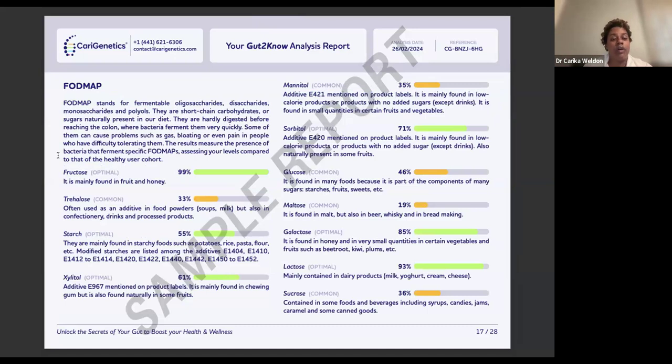FODMAP I did mention as well, and it stands for fermentable oligosaccharides, disaccharides, monosaccharides, and polyols. And they are short chain carbohydrates or sugars that are found in our diet. And again, they are interesting and important to know because some of them have some issues when it comes to bloating, and they can cause gas and even pain in some people that cannot handle them.